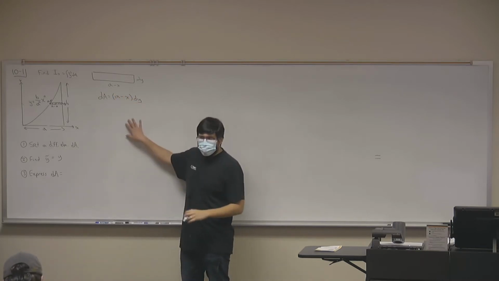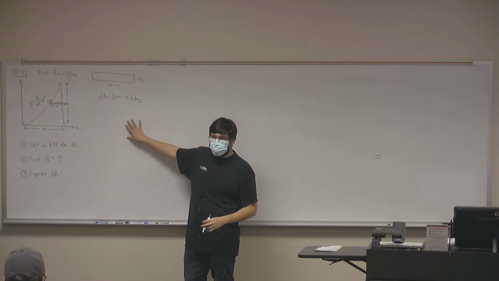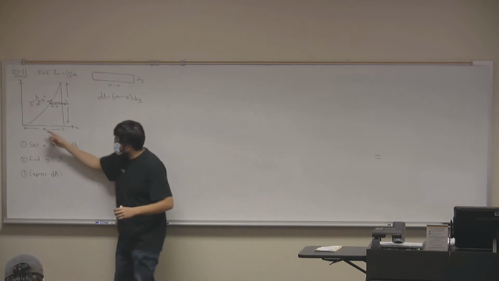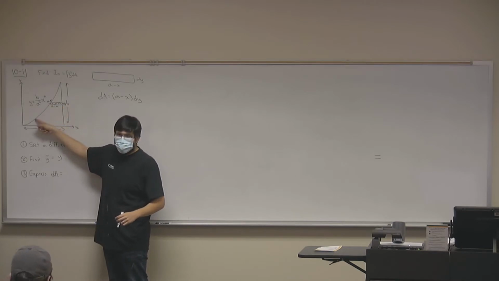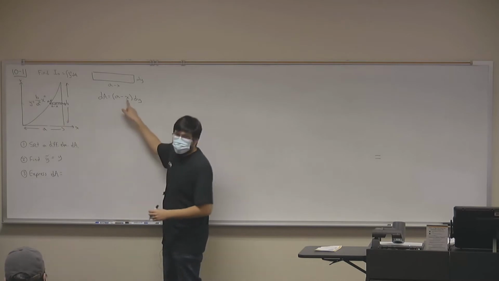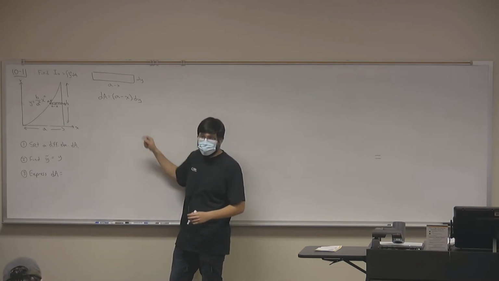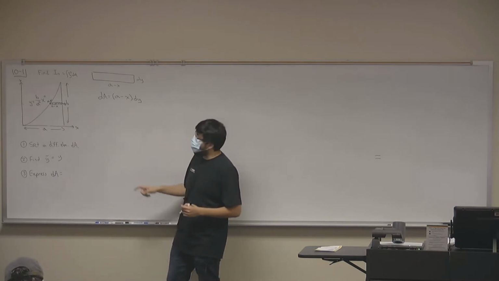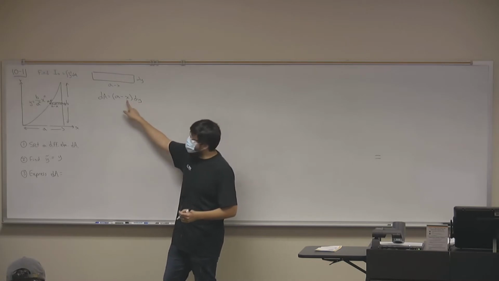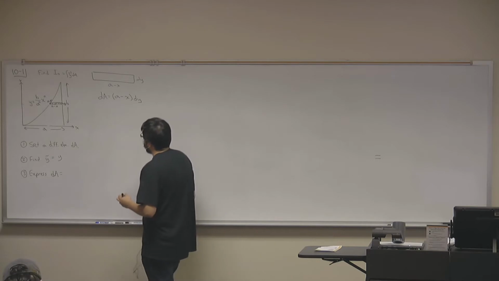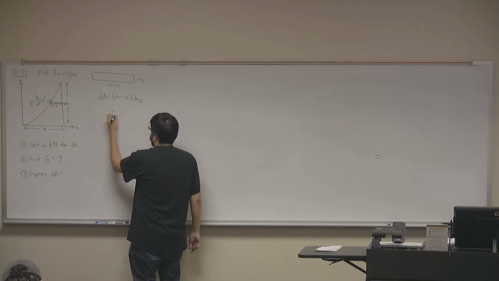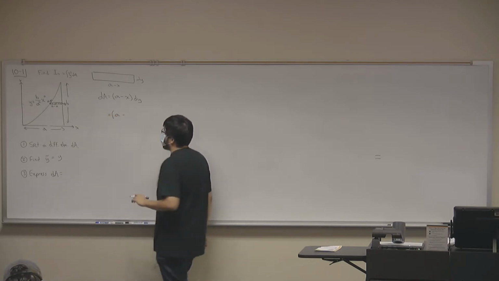Is this good enough for us to go and integrate? Why not? Exactly. You can see that as you move your element, as your y changes, your x changes as well. So that means that x is not a constant. It's actually a function of y. And because it's a function of y, we need to express this x in terms of my y coordinate. Okay? So we get that dA is a minus something times dy.